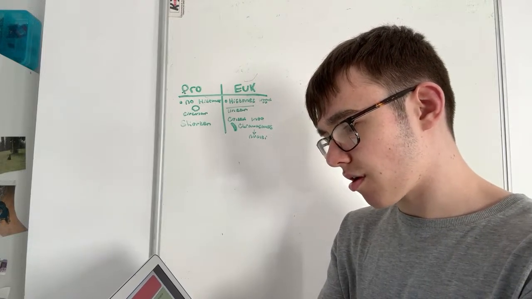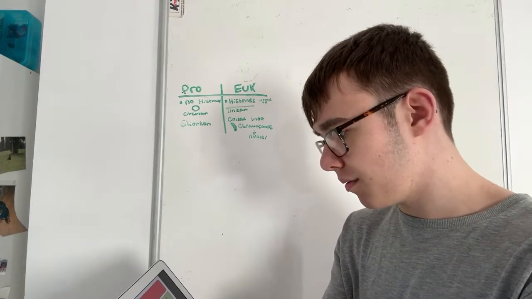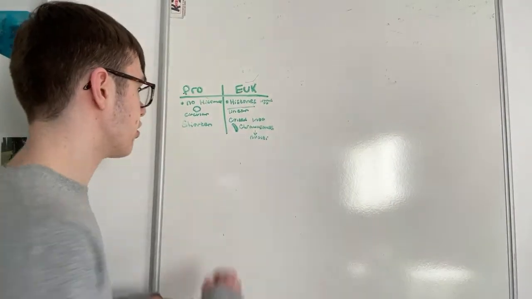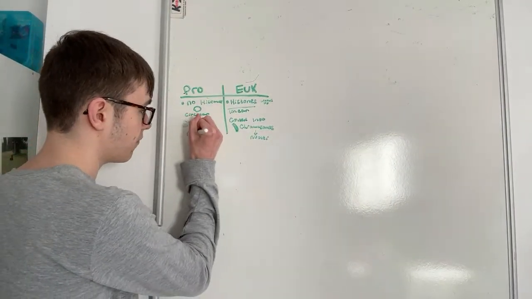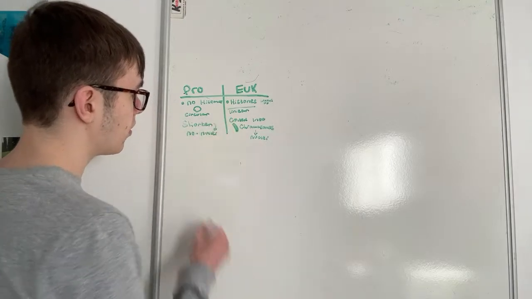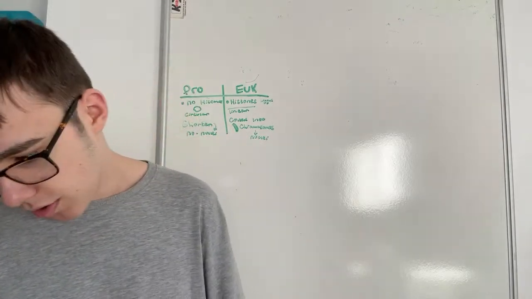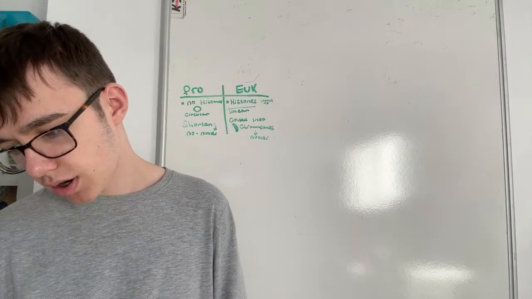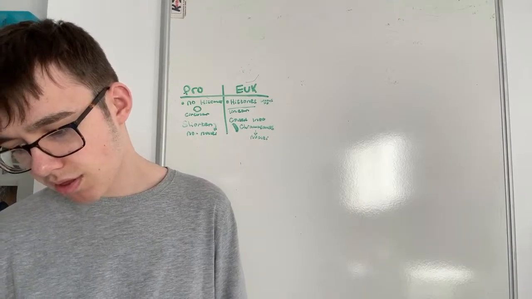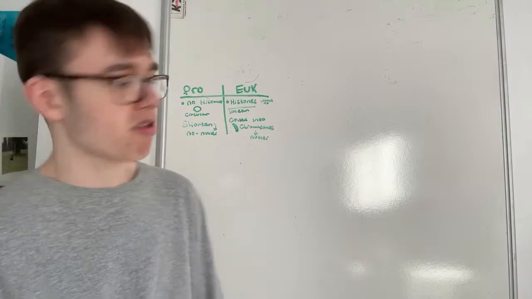Prokaryotic cells are smaller. DNA is not contained in a nucleus. Prokaryotic organisms consist of a single prokaryotic cell. Okay. So, DNA is attached to the cell membrane.